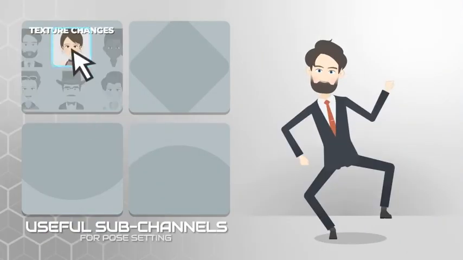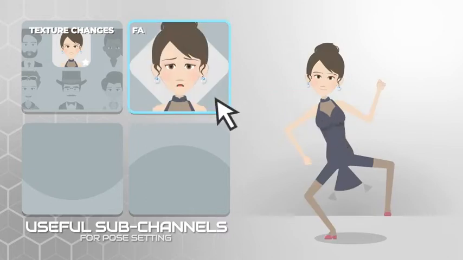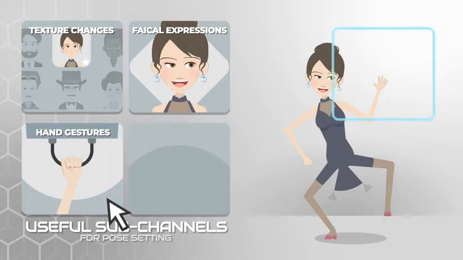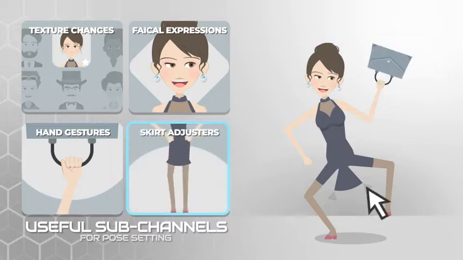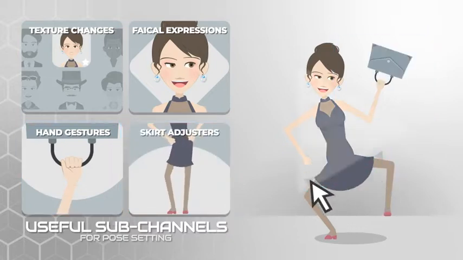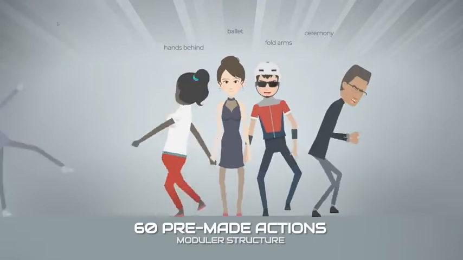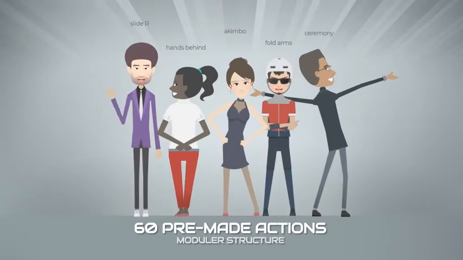Using sub-channels, the character's texture change, facial expression, hand gestures and props, and skirt adjusters can be used to express skirt costumes. Check out these cool, amazing pre-made actions. Move away from simple two-dimensional expressions and make movements more dynamic.